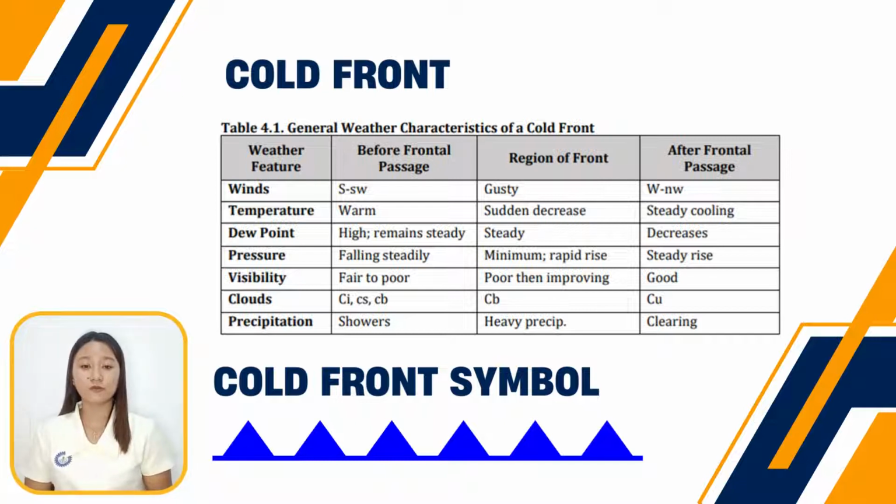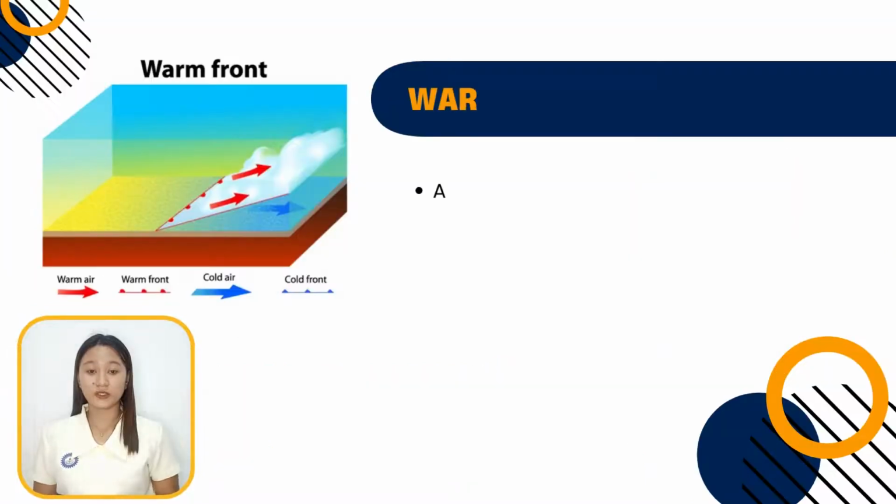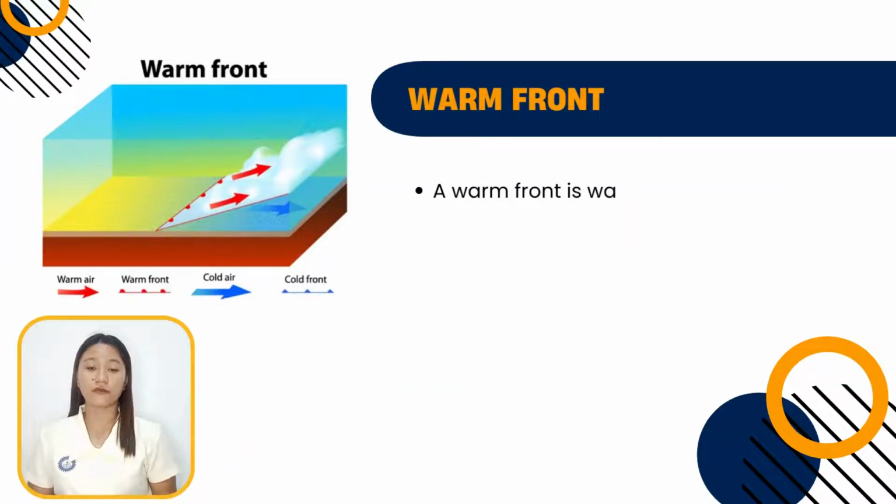So now, let us move to its symbol. As you can see, the symbol of a cold front is represented as blue solid lines with triangles on a weather map. It means the triangles are pointing towards the warmer air in the direction of the movement. Next, we have the third type of front, which is the warm front.